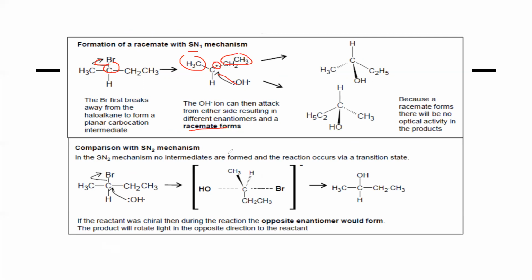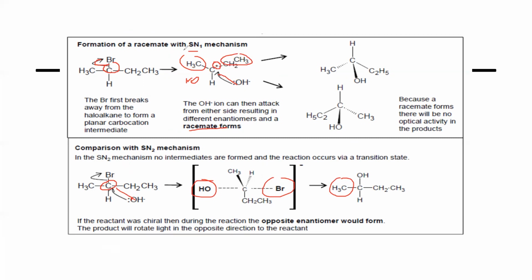But in SN2, because there is space available on the carbon, the bond breaking and bond forming take place at the same time. So this results in a formation of only one kind of enantiomer. In the first one, both possibilities are there. OH can attack from the left hand side or OH can attack from the right hand side. But in this case, the OH can attack from one side and on the other side, the bond breaking will occur.